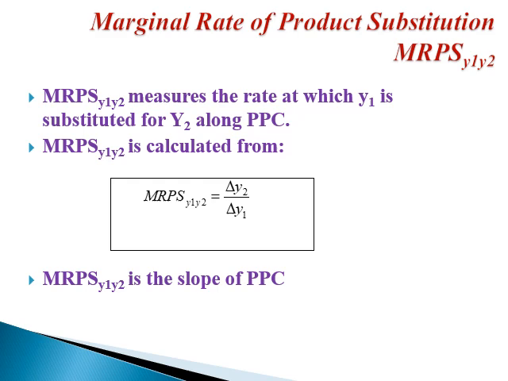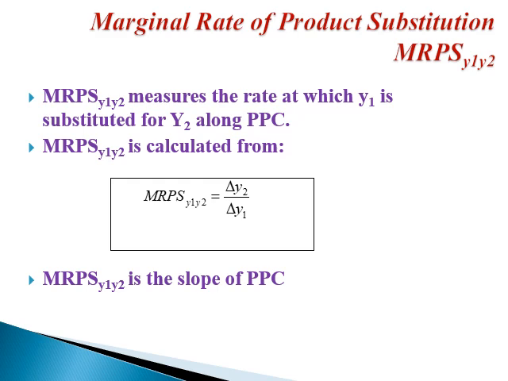And as a result, the slope of the production possibility curve will be delta Y2 divided by delta Y1. Okay? Or marginal rate of product substitution Y1 for Y2. Delta Y2 divided by delta Y1, and again it is negative. Okay, as usual. Why is it negative?